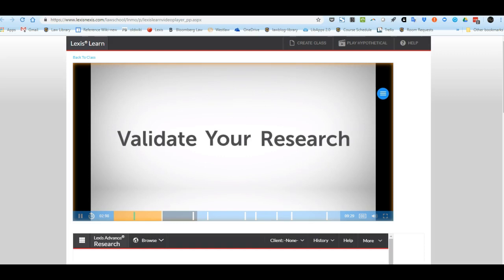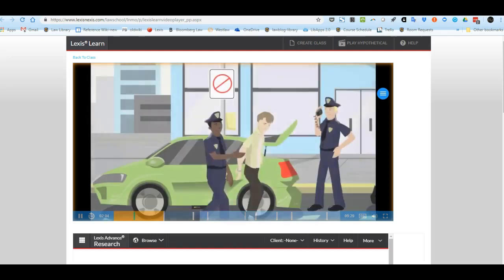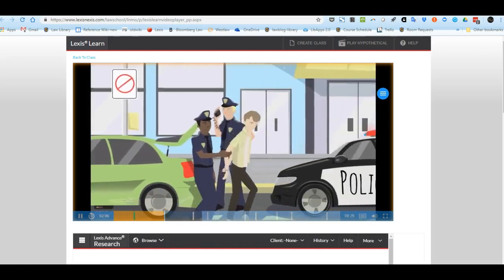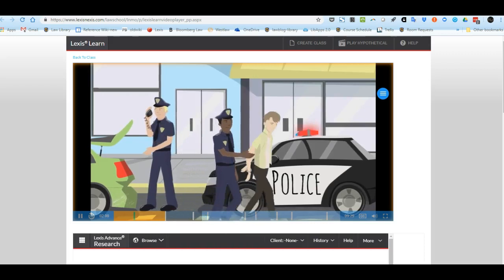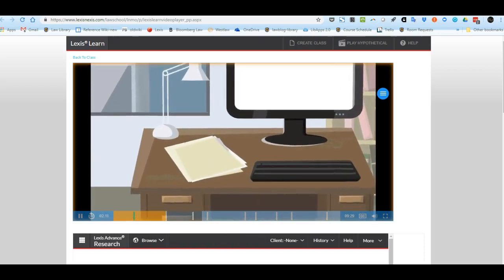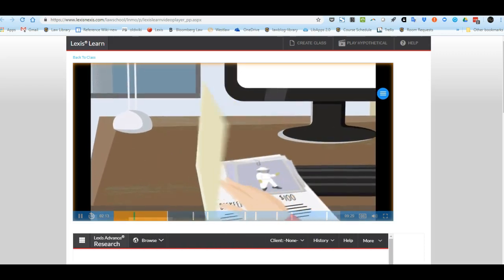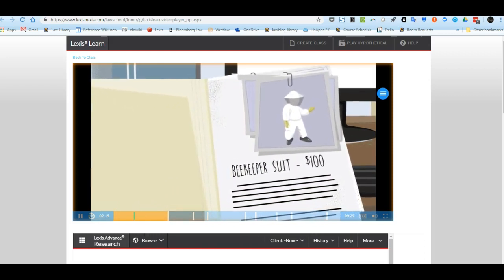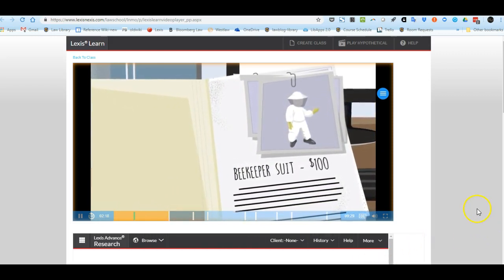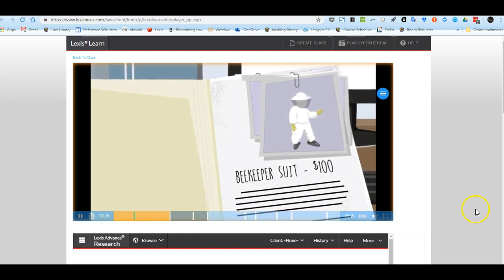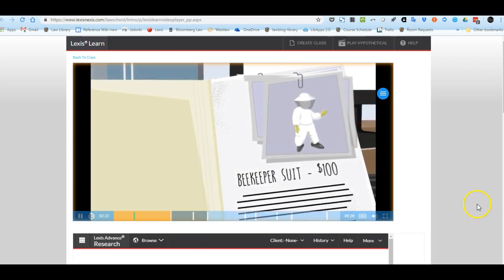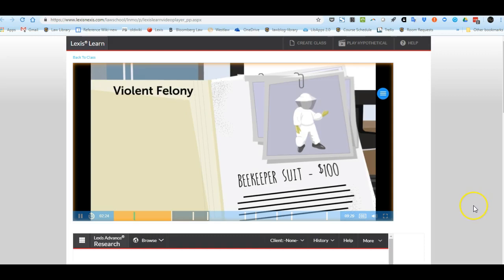Validate your research. Let's look at how to do it effectively. In the Thompson drug and theft prosecution, it's not in dispute that Mr. Thompson took the beekeeper suit from the person of the apiary owner, but a question has arisen in your research about the nature of Mr. Thompson's taking that will affect his sentencing if convicted. Specifically, should the taking of the beekeeper suit be considered a violent felony, requiring the classification of a crime to be included in the charging papers for sentencing?